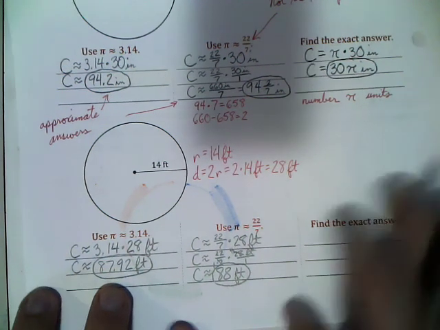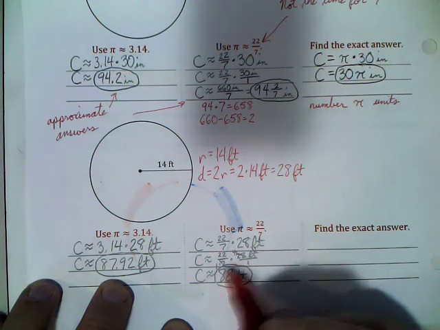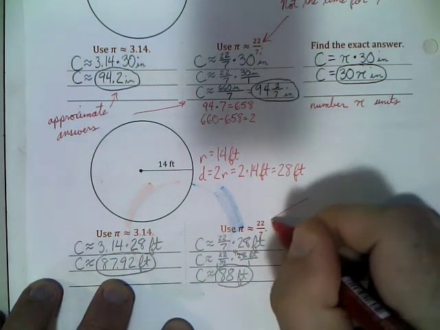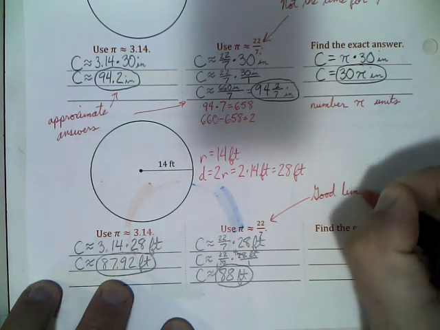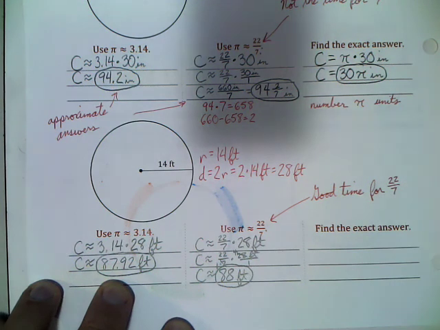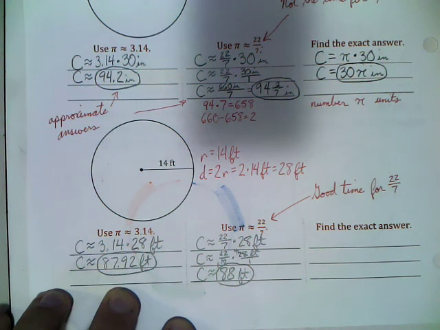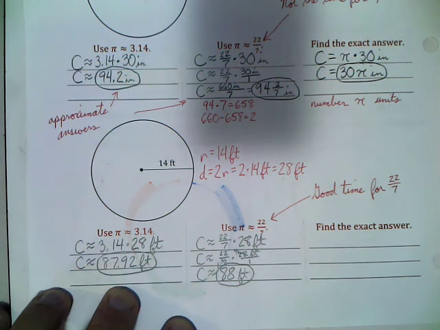Finally, before we move on to that. So what we see here is because this can reduce, this was a good time for 22/7. So we typically use 22/7 when we have the opportunity to reduce before multiplying. So usually that's going to mean that my diameter is a multiple of 7. It can be reduced by 7. That's a good time for 22/7.